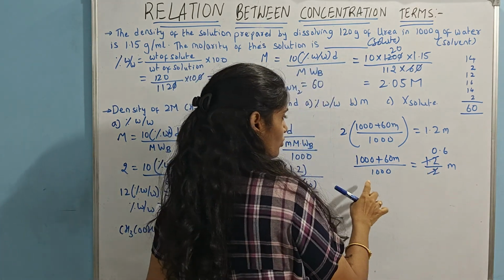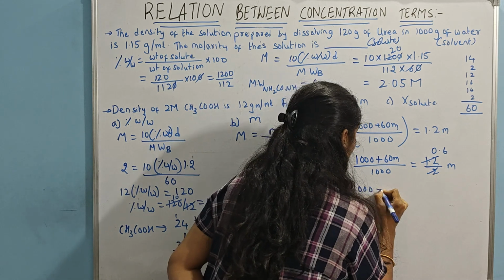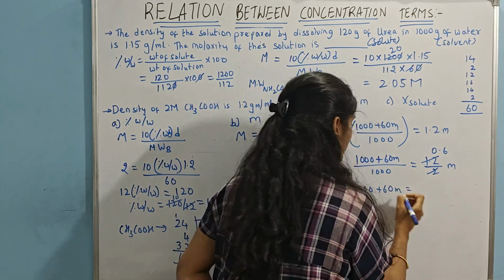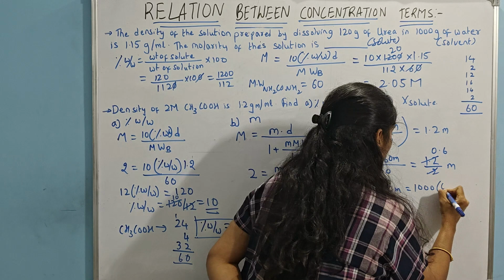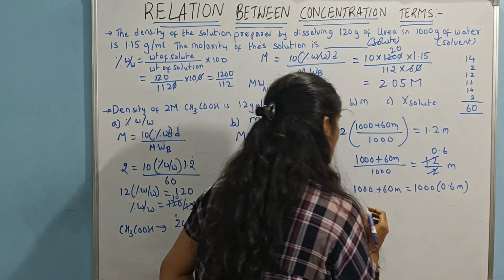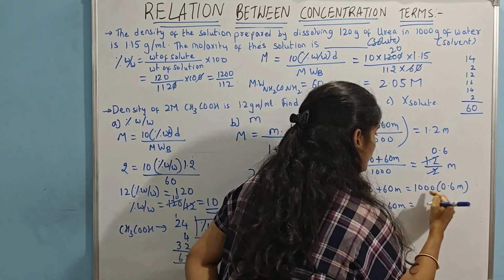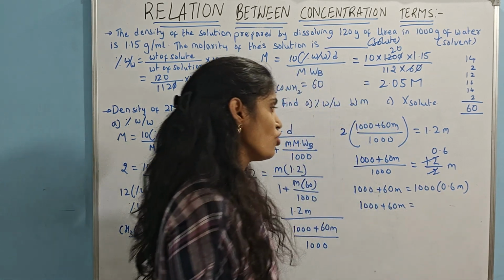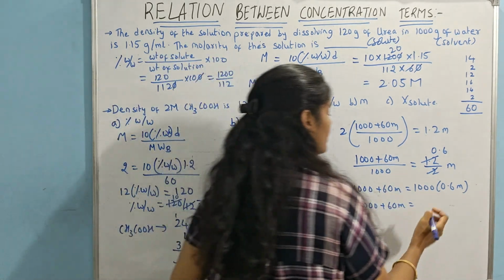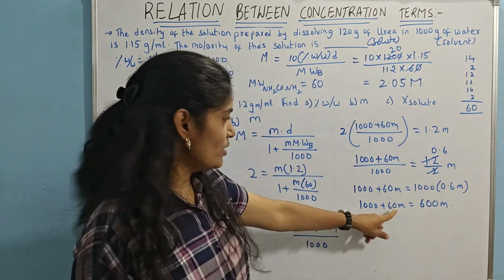Now what can I do? I can again cross multiply. So 1000 plus 60 m is equal to 1000 into 0.6 m. If I solve this, 1000 into 0.6 gives me 600 m.